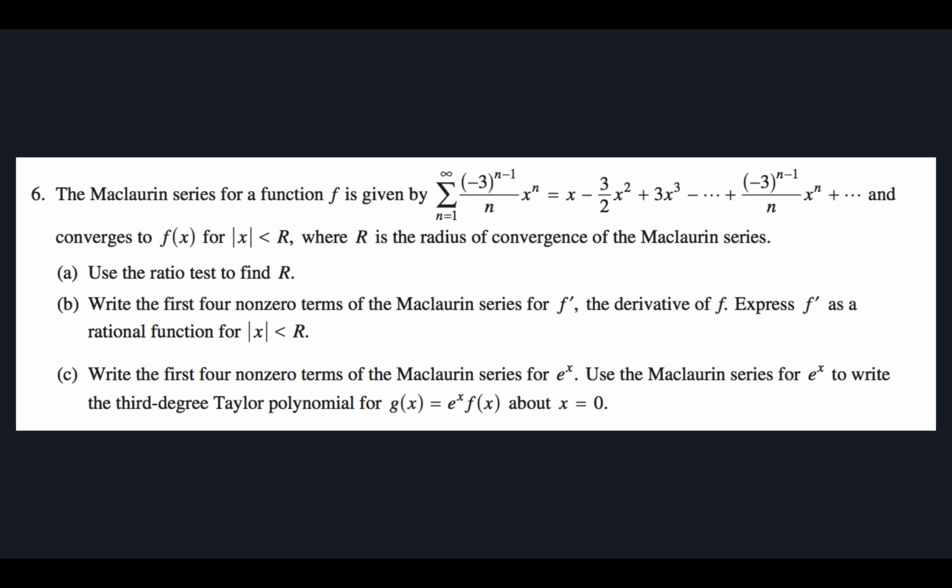And Part C asks to write the first four non-zero terms of the Maclaurin series for e to the x, and use the Maclaurin series for e to the x to write the third degree Taylor polynomial for g of x equals e to the x times f of x about x equals 0. Let's begin with part A.